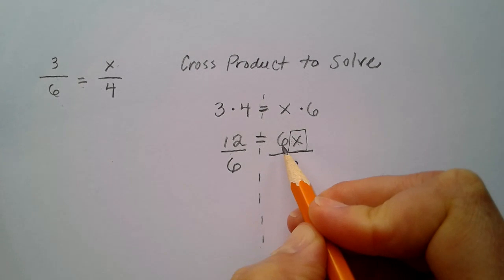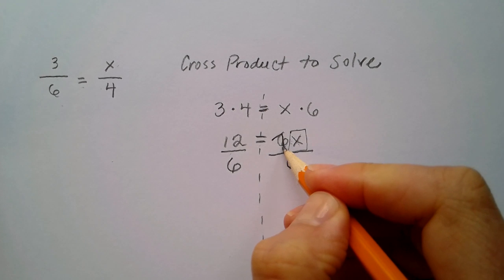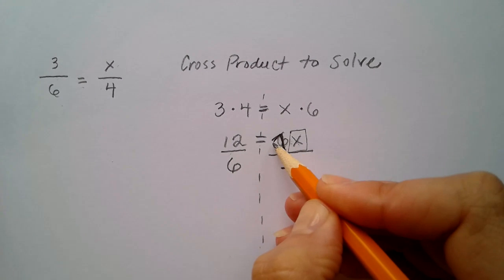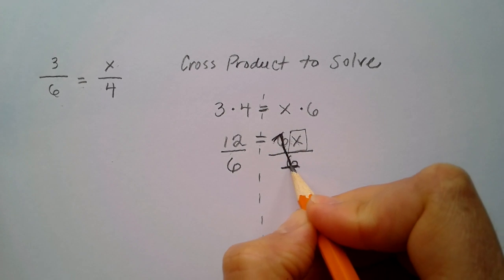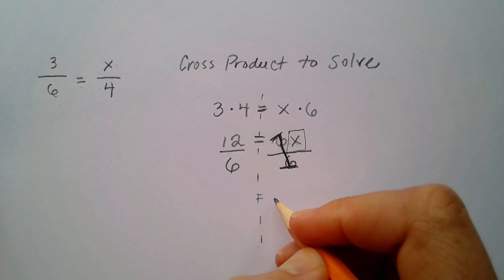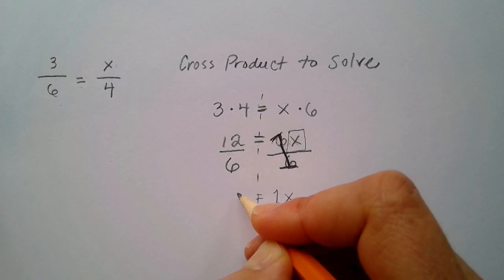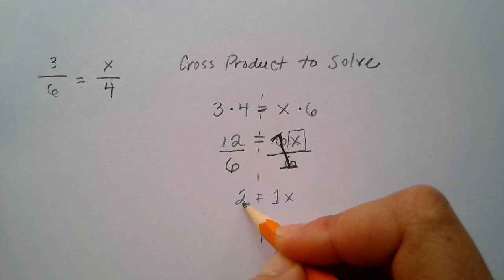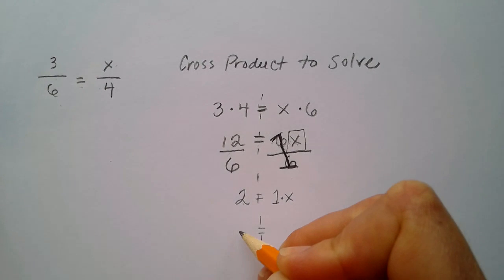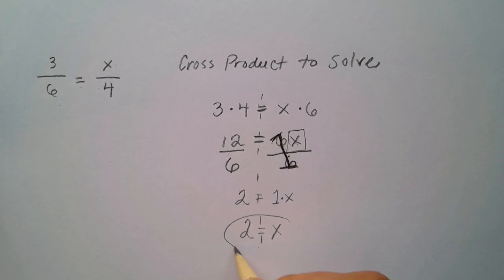because what I can clearly see now is 6 divided by 6, oops, I broke my pencil, is 1. So 6 divided by 6 is 1. So these basically cancel out to make, on the right side, 1x. And on the left side, we have 2. 12 divided by 6 is 2. So what this is telling us, because 1 times any number is itself, is 2 is equal to x, or x is equal to 2.